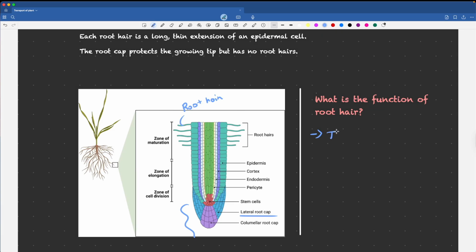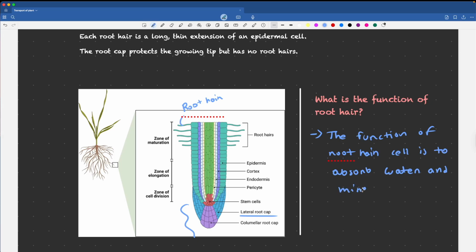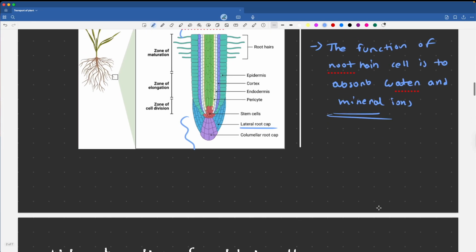The function of the root hair cell is to absorb water, as you guessed, and mineral ions. Plants need several mineral ions to survive. So this is the main function of the root hair cell.